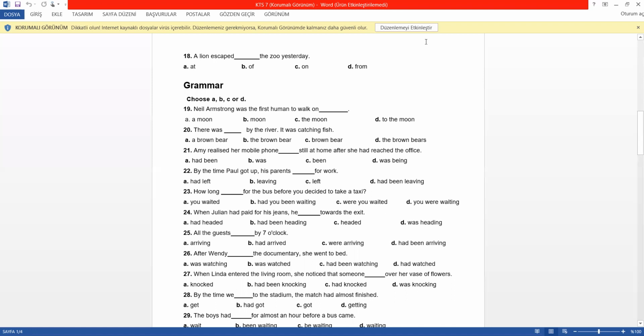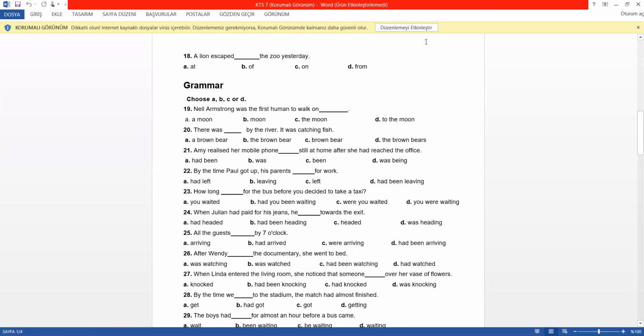In question 22, the appropriate answer is A, had left, because in the first part of the sentence, by the time Paul got up, we use the past simple tense. That means that the second action happens before that.